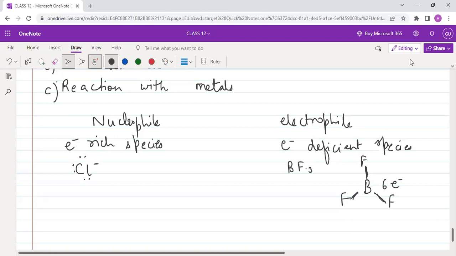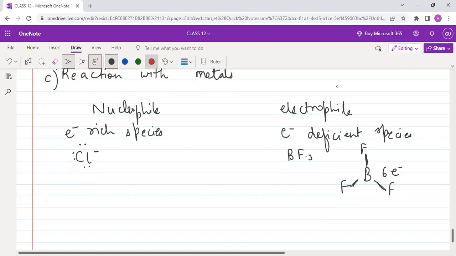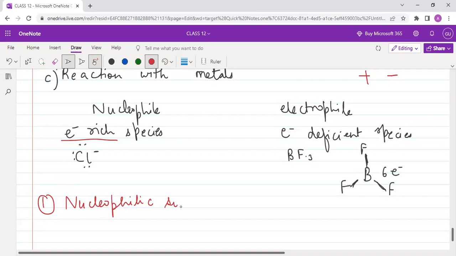And you know that positive attracts negative, right? Yes. So one which is electron rich will attack the part which is electron deficient. First we will discuss nucleophilic substitution. The reaction in which one nucleophile is replaced by another nucleophile is called nucleophilic substitution. That means one is taking the place of the other, substituting the other nucleophile. So it is called nucleophilic substitution.